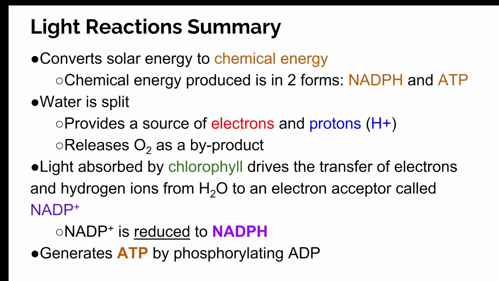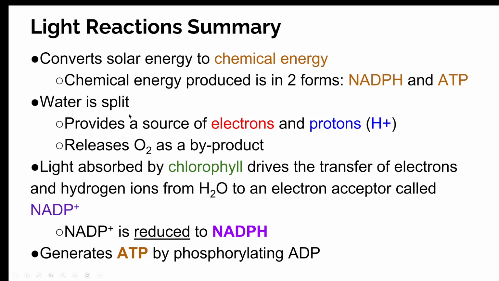Here's our summary. We converted solar energy to chemical energy. Chemical energy produced in two forms. We did get some NADPH. It's the electron carrier. You can kind of think of that as like the battery, okay? By itself, it's pretty useless, but it does hold energy that we will be able to use later. And then we have ATP, which is like a true power source.